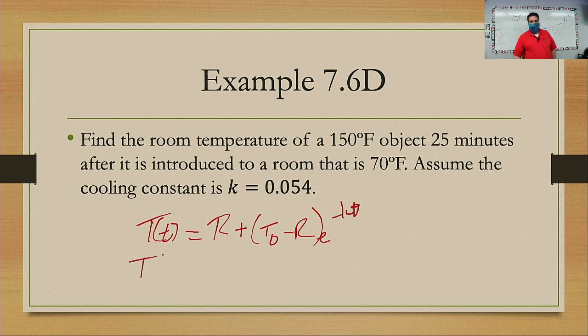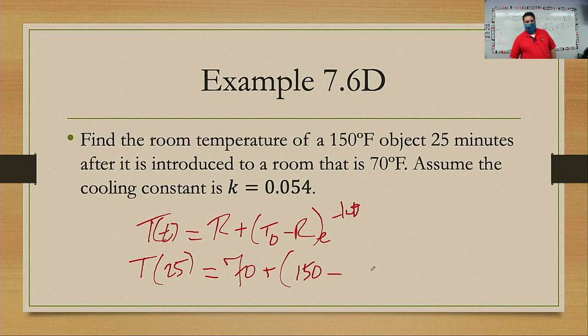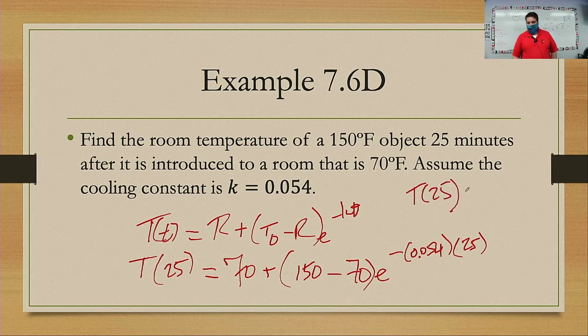So the time is 25 minutes. Is this a time in minutes? I'm looking it up. Yes, T is in minutes. So that's equal to the room temp, 70, plus the temperature of the object, which was 150, minus the room temp, which is 70, times e to the negative 0.054 times T, which is 25. At this point, it's smash buttons on the calculator, and we get that T of 25 is about 91 degrees Fahrenheit.